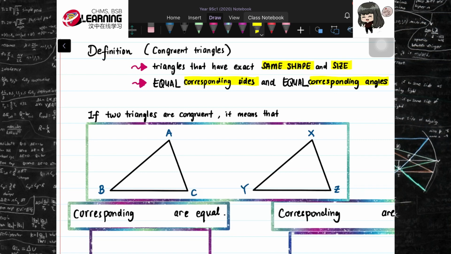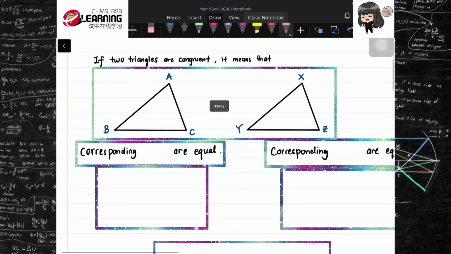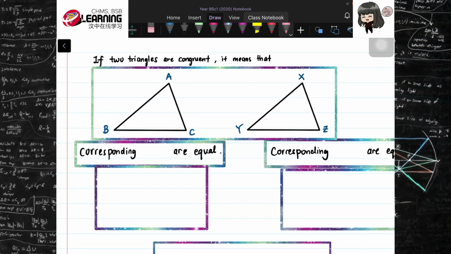It's like you're putting A on X, and this B on Y, and this C on Z, and it's exactly the same. It is matched to each other. Then we can say that they are congruent. Triangle ABC and triangle XYZ, we can say that they are congruent.